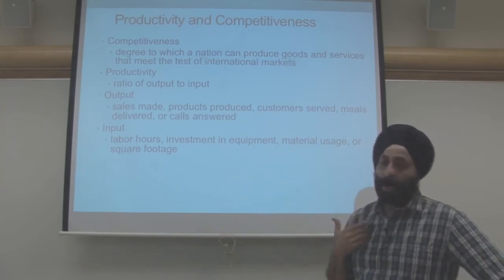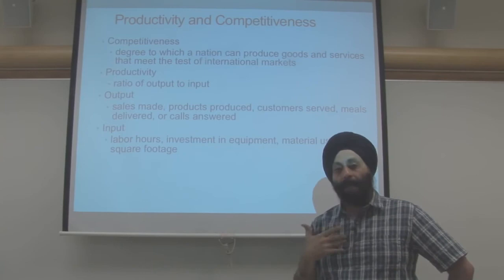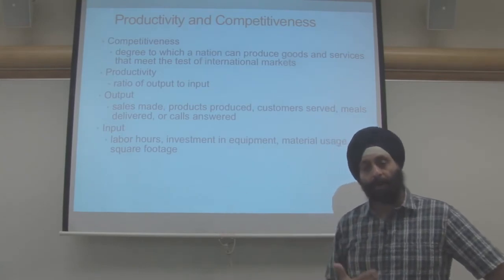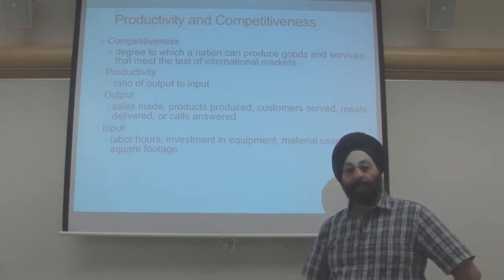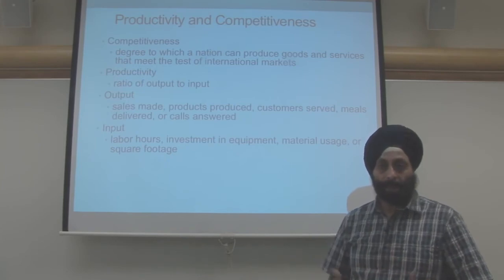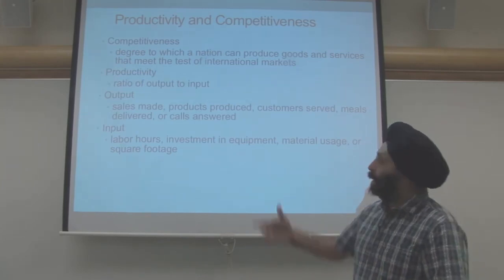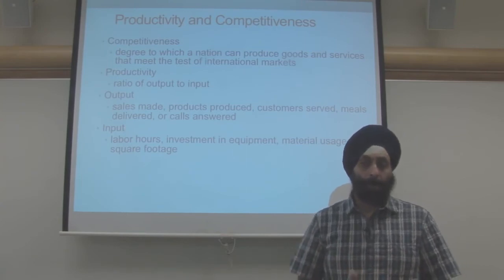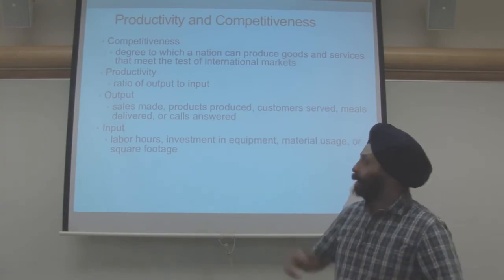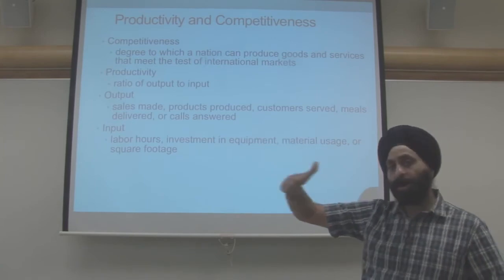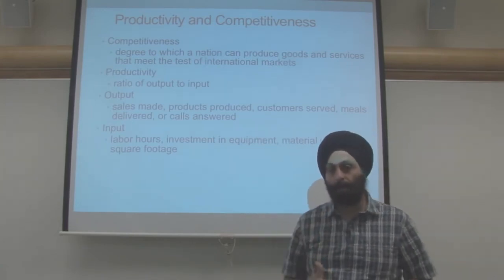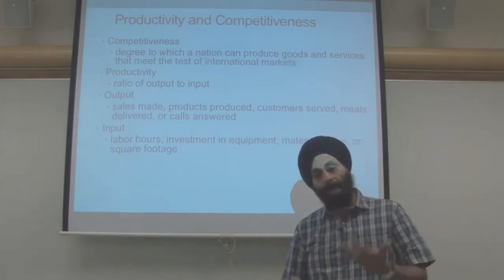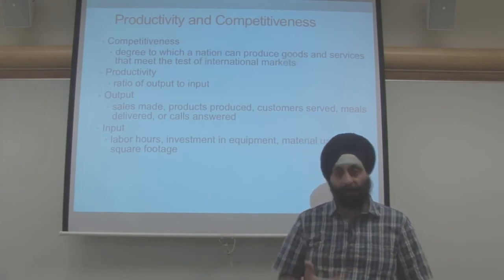So in this case, how well we do as compared to the rest of the world in producing goods and services at a certain price, of a certain quality, if you will. And if we do a better job, then our product will be preferred over somebody else's product. So productivity is strictly a ratio of outputs over inputs. Another name for that is efficiency.